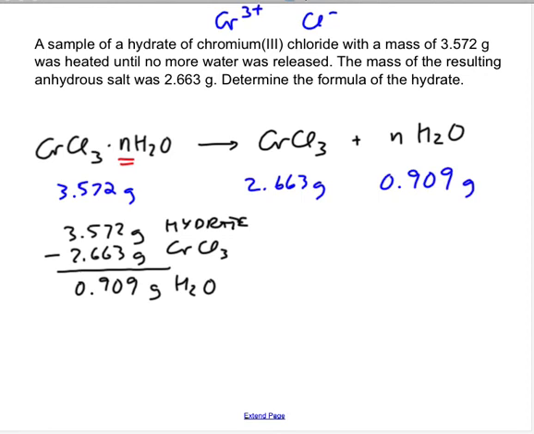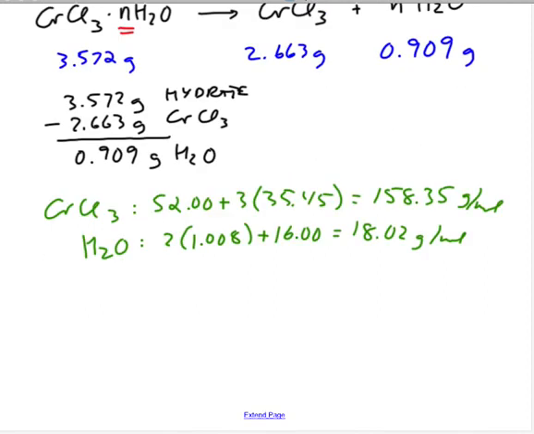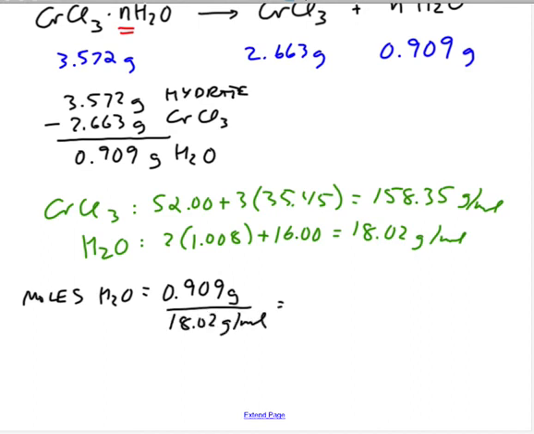For that we'll need molar masses, so let's calculate some molar masses. For chromium-3 chloride, I've got the molar mass of chromium plus 3 times the molar mass of chlorine, which is equal to 158.35 grams per mole. For water, I've got 2 times the molar mass of hydrogen plus the molar mass of oxygen, which is 18.02 grams per mole. Great, now I can simply take the masses that I measured up above and convert them to moles. So my moles of water are 0.909 grams over 18.02 grams per mole, or 0.0504 moles.